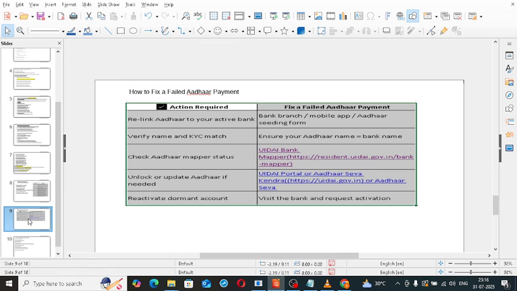Relink Aadhaar to your active bank account, because the government provides a list of banks. You need to open the account only in the listed banks. So you need to relink your Aadhaar number to an active bank, either by visiting the bank branch, the mobile app, or other seeding forms. Verify name and KYC match, because the name on the Aadhaar number needs to match your account name, address and so on.